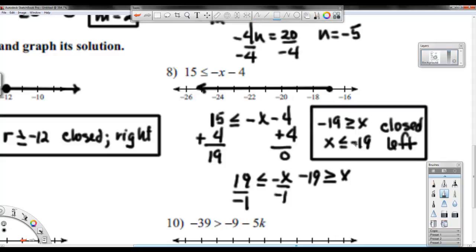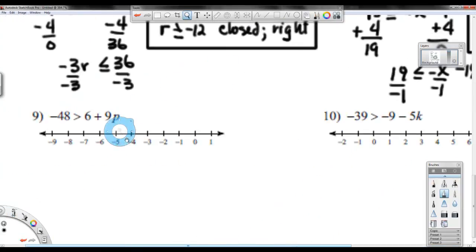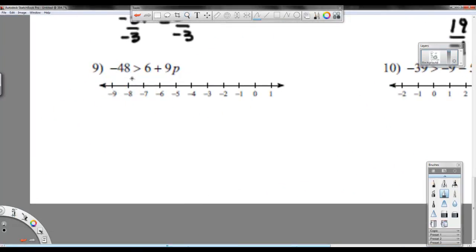And you only have to put one of these. It doesn't matter which one. Just use the one that you like. Either one of them is fine. Okay, let's look at number 9.